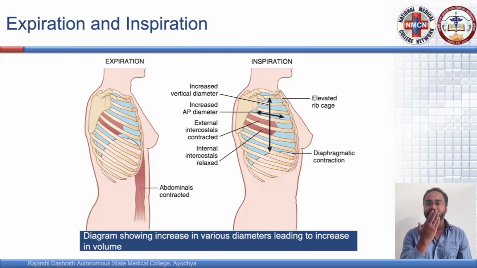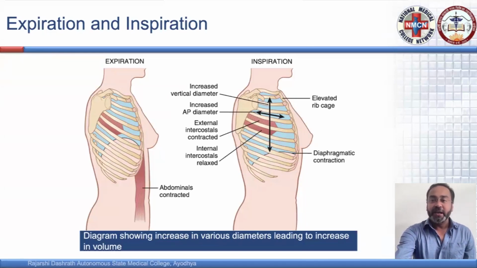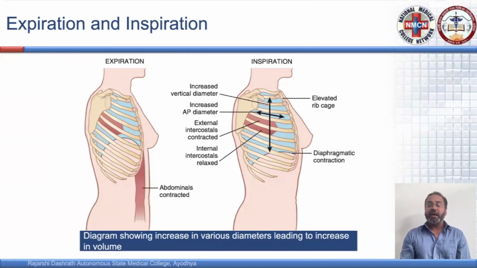Rostral means face, caudal means tail. So the rostral-caudal diameter goes up by 1 centimeter. So the intrathoracic volume increases whenever the diaphragm contracts. That is one thing. Second, there are various nerves which arise from T1 to T12.